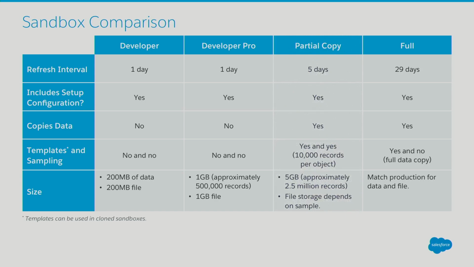Now, somewhere in the middle of these two sandbox types is a partial copy sandbox. This is a really great blend of the two because it comes with a full set of all of your coded customizations, your declarative config, but it also comes with a very easy way to get some sample data into that sandbox, which is a great time saver. You can get 10,000 records from the objects that you've selected using the partial data sandbox templates, and you have 5 gigs of storage, so it's a great environment there.